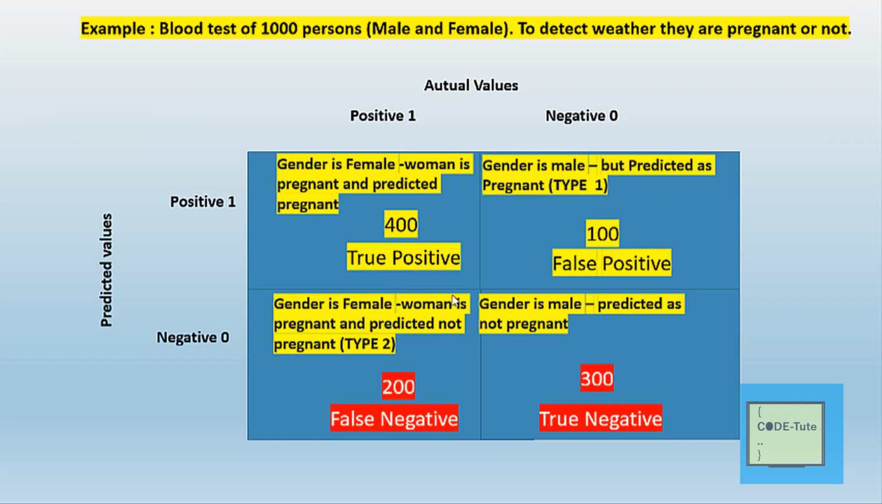If you go diagonally down, false negative means the actual value is positive, but the algorithm says that it is negative. The woman is actually pregnant, but the prediction says that the woman is not pregnant. This is called type 2 error. These type 1 error and type 2 error questions are generally asked in interviews, so please remember this. In short, I have explained what is confusion matrix, and we will use these values to calculate the different performance metrics like precision, recall, and F1 score.